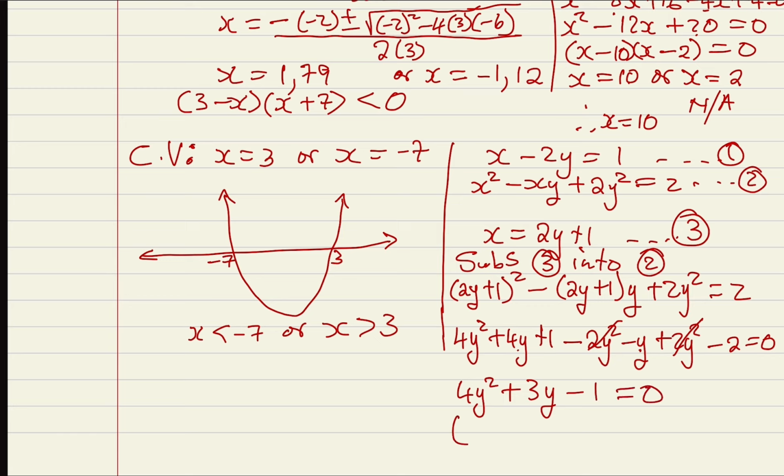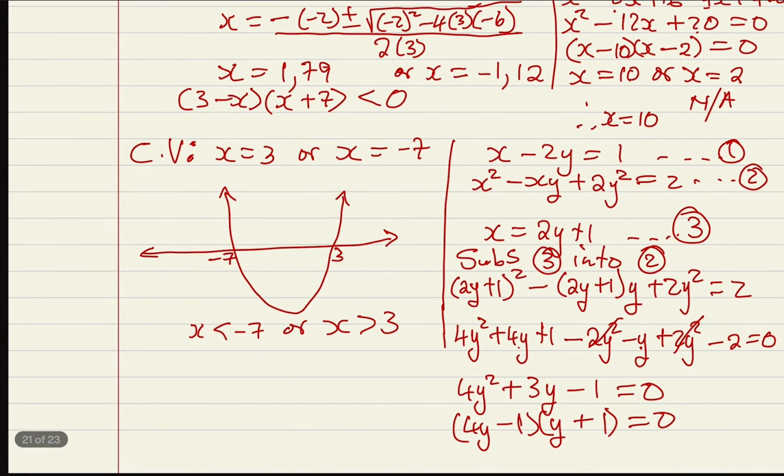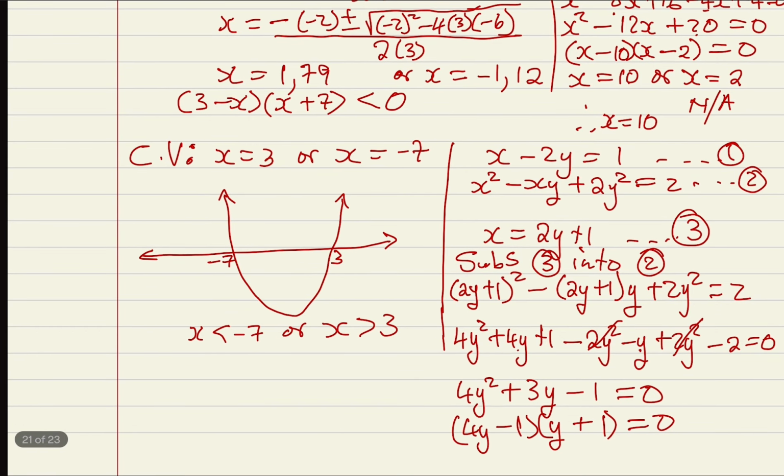Then here you can open up two sets of brackets equals 0. This is 4y and this is y, okay? Then you'll have 1 and 1. This one will have to be positive and this one to be negative. Then you know that y is equal to 1 over 4, or y is equal to negative 1, okay? If you don't know how to factorize, you are allowed to use the quadratic formula.